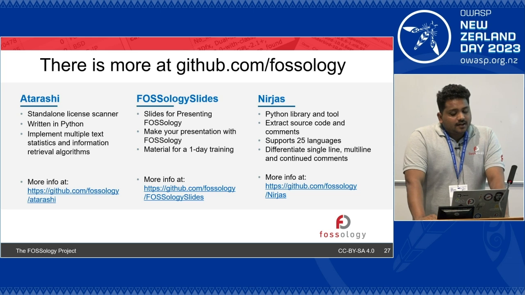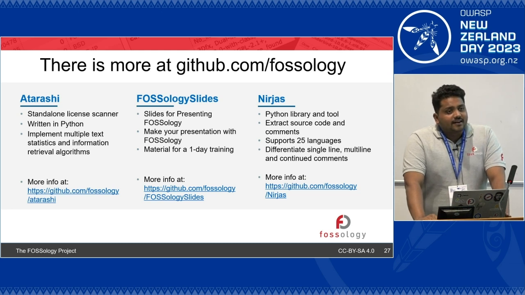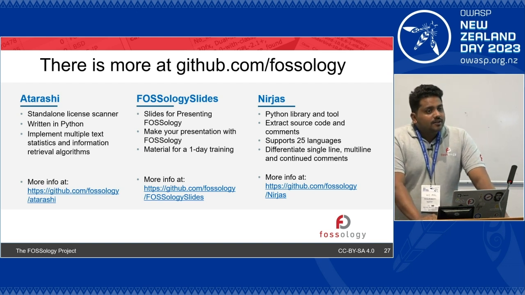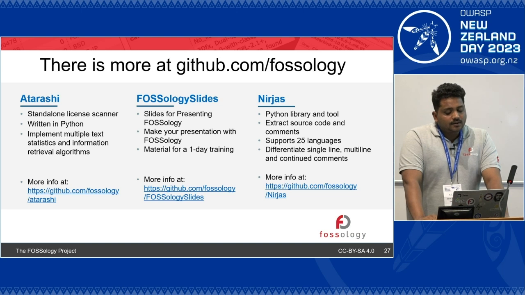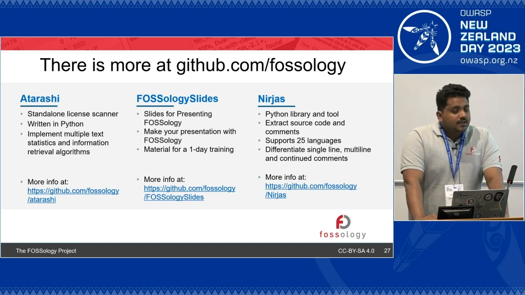And then we have the FOSSology slides, where we add most of the slides. You will have material for a one-day training, and if you want to make any presentation regarding FOSSology, you can do that as well. And we have one more project called Nirjas, which is a Python library and a tool. It extracts source code comments, mostly supports 25 languages, and is very clever at differentiating single-line, multi-line, and continuous comments.